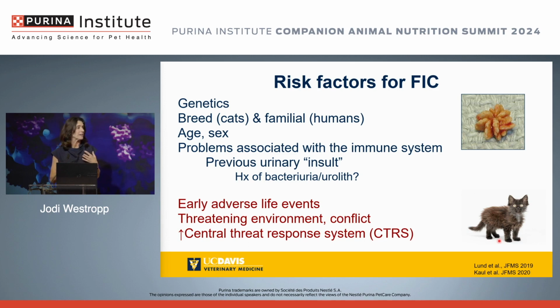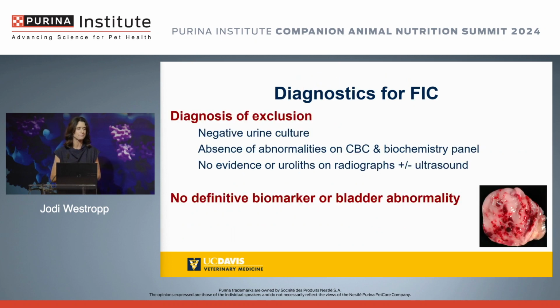And in my experience, purely anecdotal, I have seen some of these kittens present more so with lower urinary tract signs. And I always wonder if this is a form of an early adverse life event, and does that set them up as a risk factor for this disorder? But really, anything that the cat perceives as a threat can increase what's called the central threat response system. And I'll talk more about that in subsequent slides.